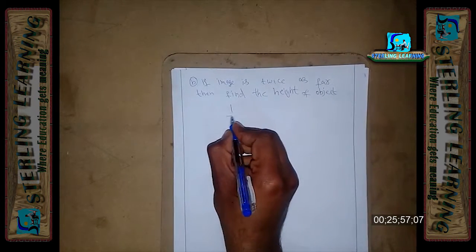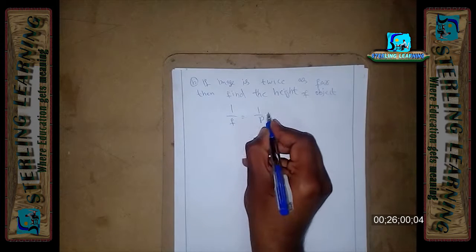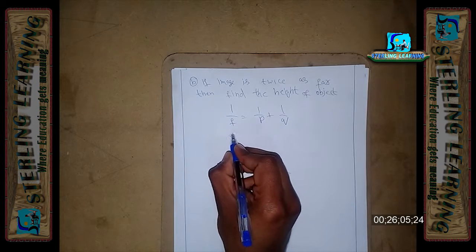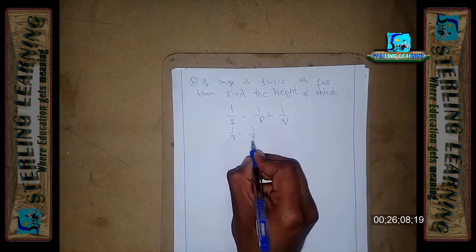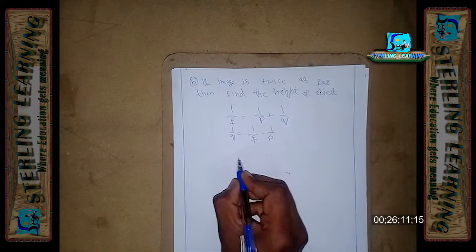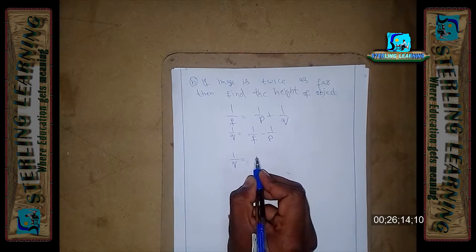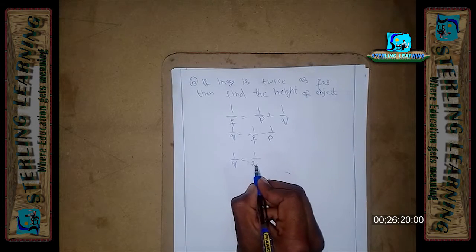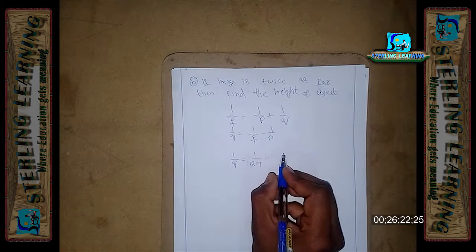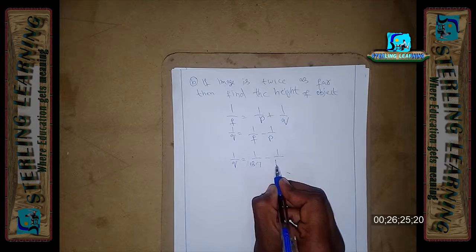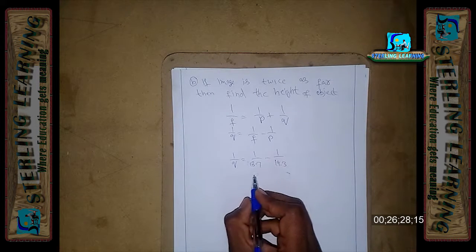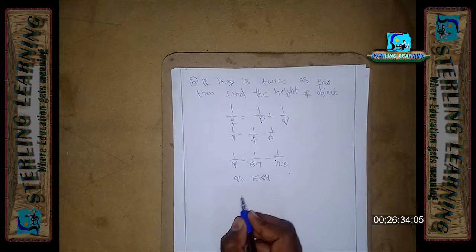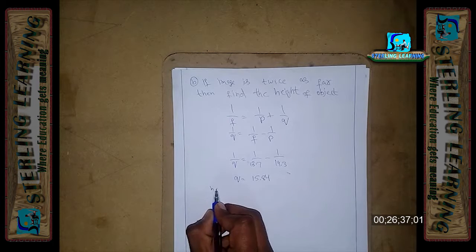So by formula we have 1 over f is equal to 1 over p plus 1 over q. Here we need to find q. So 1 over q on one side, 1 over f minus 1 over p. Putting the values, we have 1 over 8.7 minus 1 over 19.3. We have the q as 15.84.